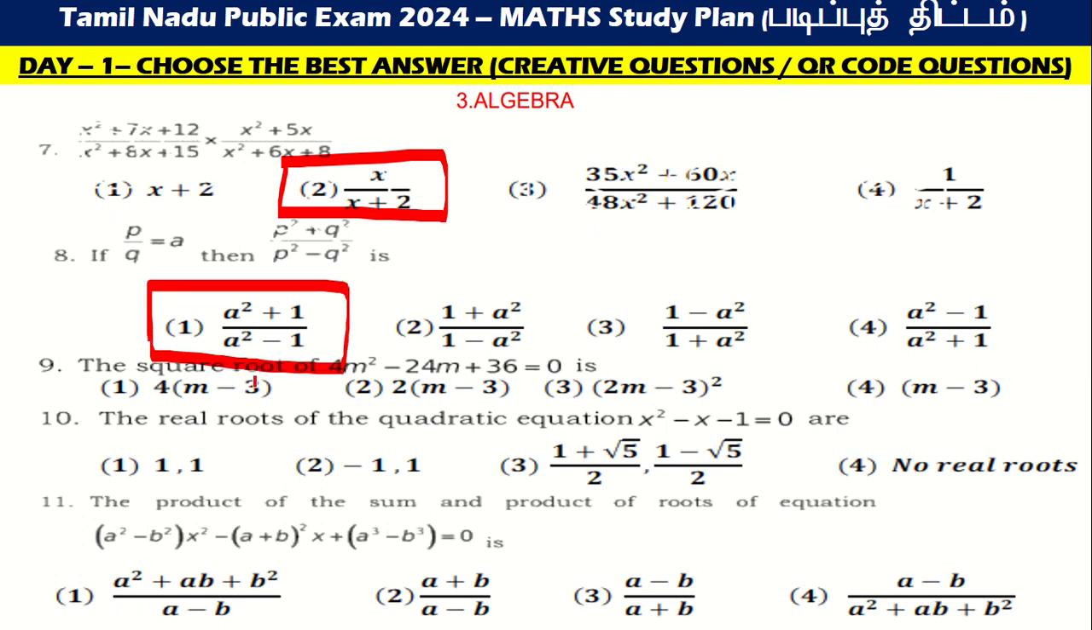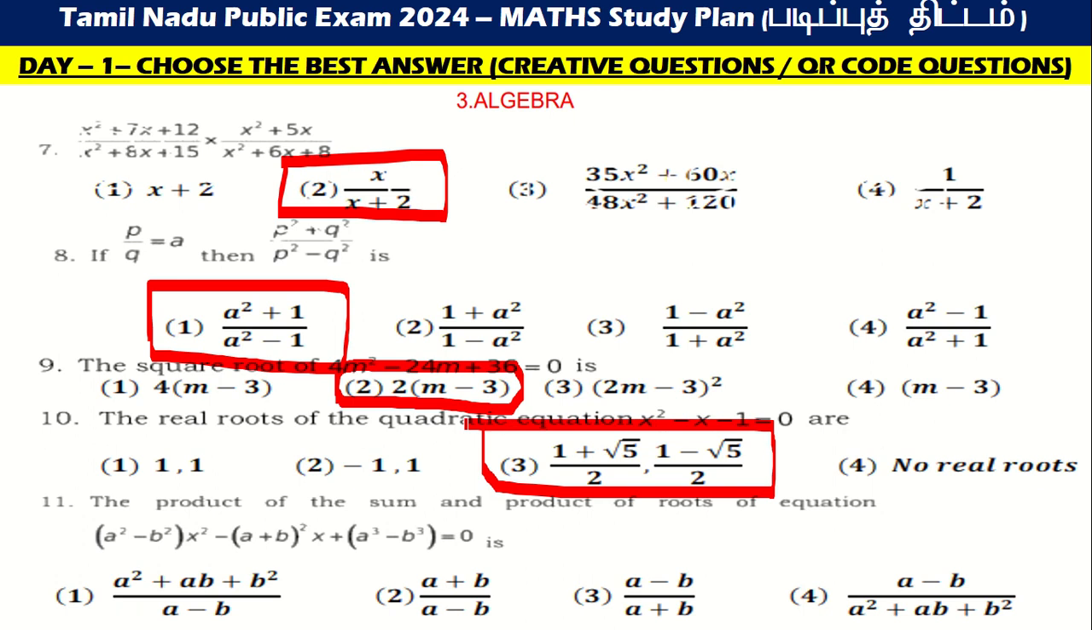The square root of 4m square minus 24m plus 36 is equal to 0. So that means your answer is 2 of m minus 3. The real roots of quadratic equation x square minus x minus 1 is equal to 0. So which means 1 plus root 5 comma 1 minus root 5 by 2.